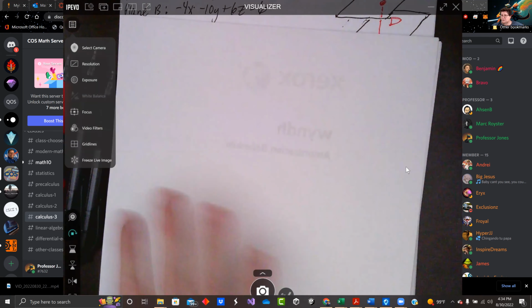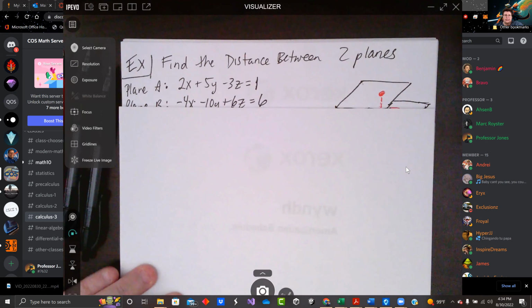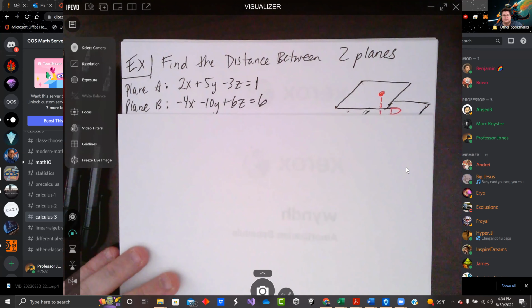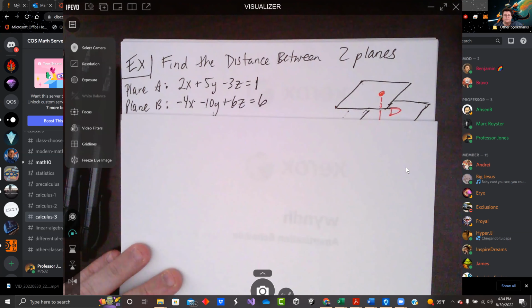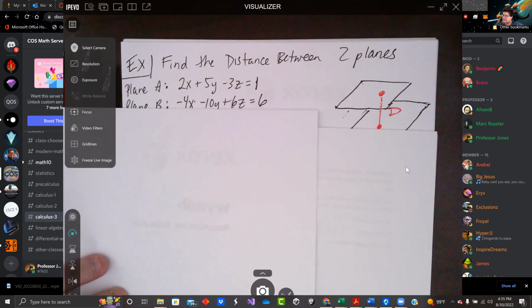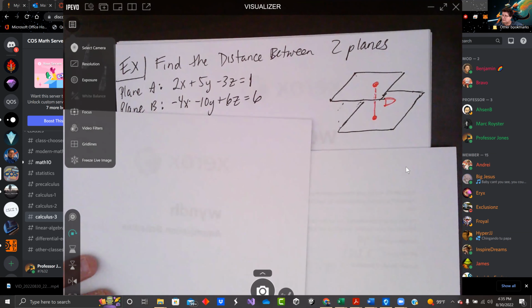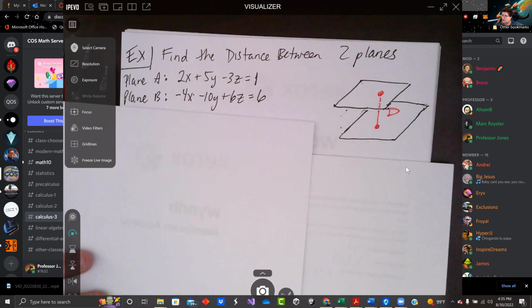We're going to find the distance between two planes here. We're going to use plane A, which is 2x plus 5y minus 3z. And plane B is negative 4x minus 10y plus 6z. The constant for plane A is 1. The constant for plane B is 6. Okay. So I have these two planes.